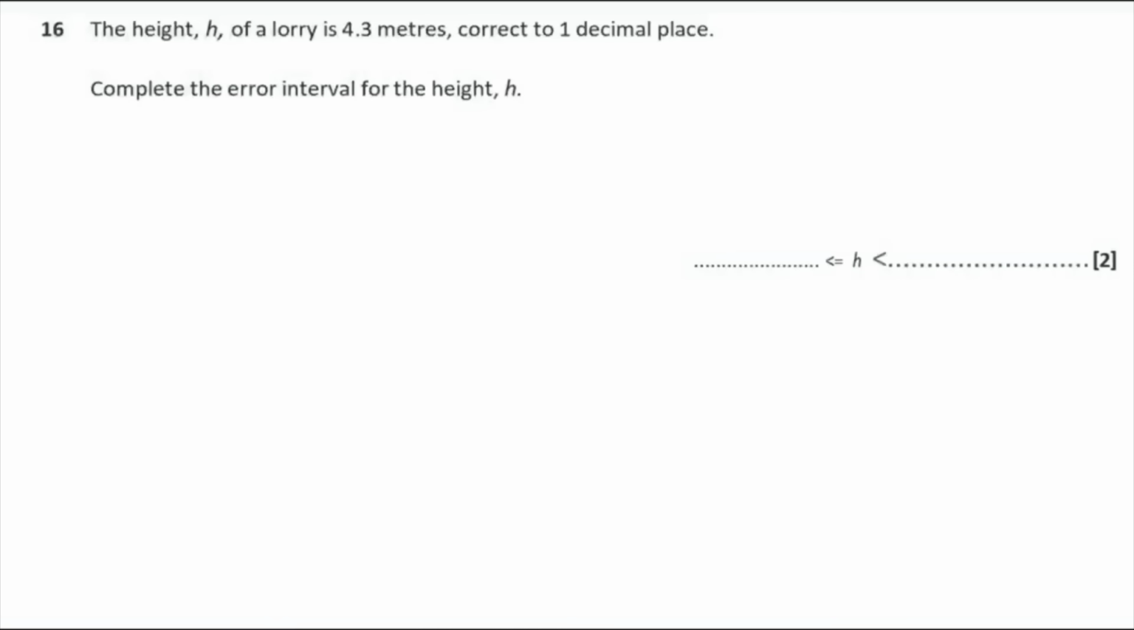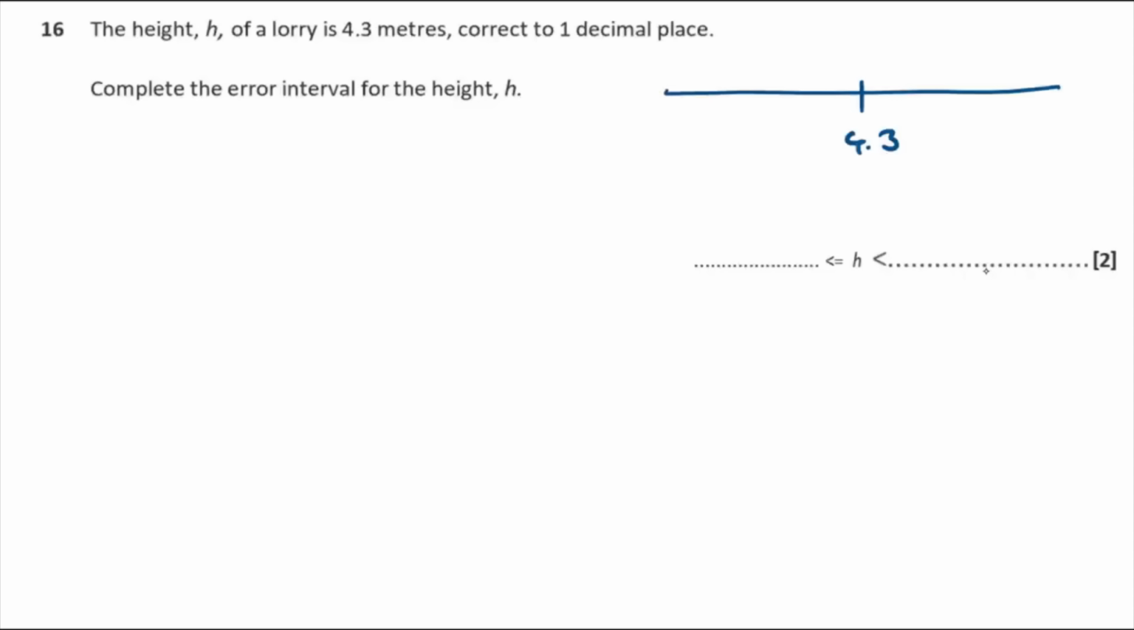The height h of a lorry is 4.3 meters, correct to one decimal place. Complete the error interval for the height h. Okay, now I like to do these with the number line. I draw a number line and I mark on the number that they've given me, which is 4.3. Okay, so then we know it's correct to one decimal place.